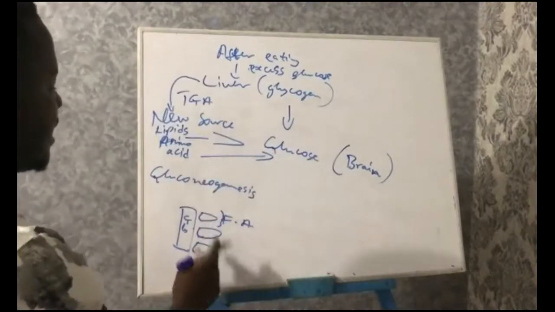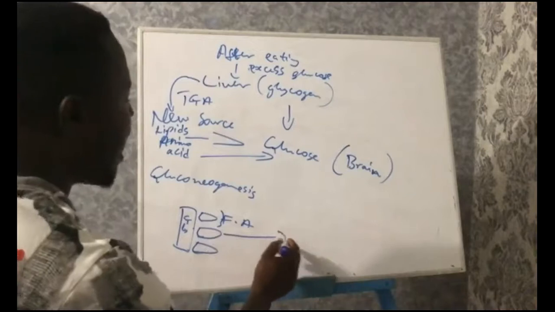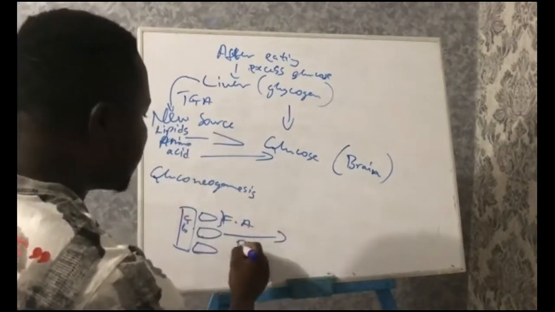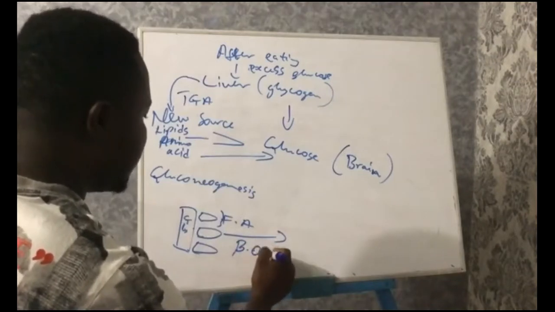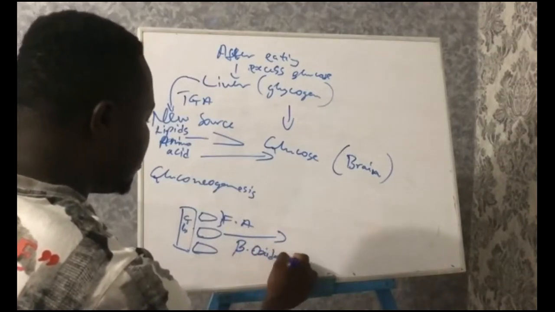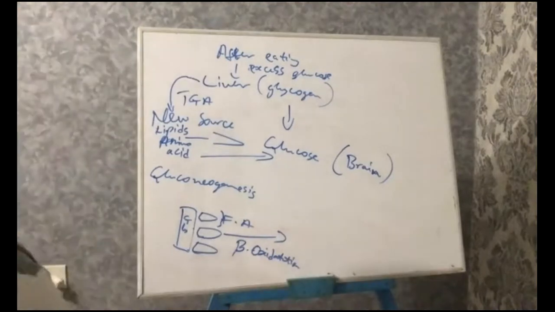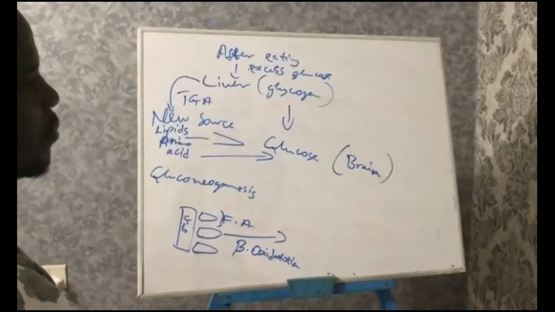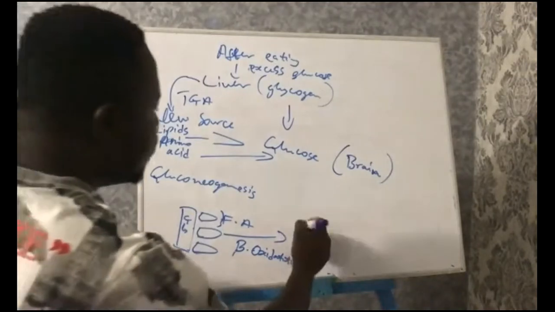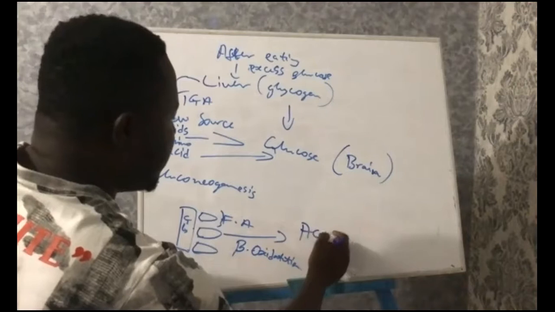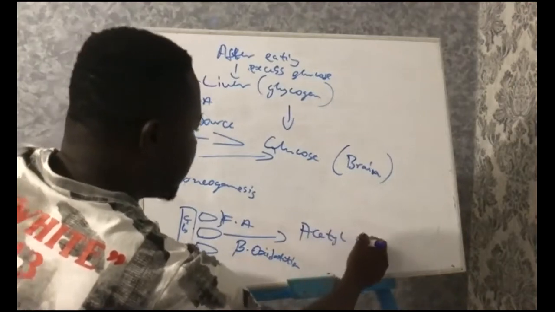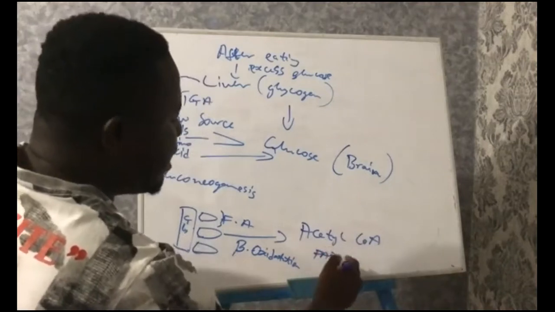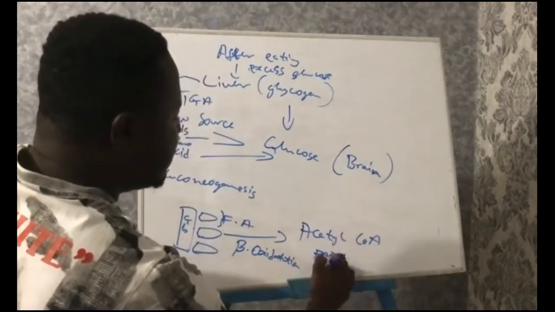Now it's left with the fatty acids. These fatty acids will have to be sent to the liver, and in the liver, they will undergo a process called beta oxidation, okay? And once they undergo beta oxidation, what will happen? We will produce excess acetyl-CoA, and we can produce a lot of FADH2 and NADH, right?